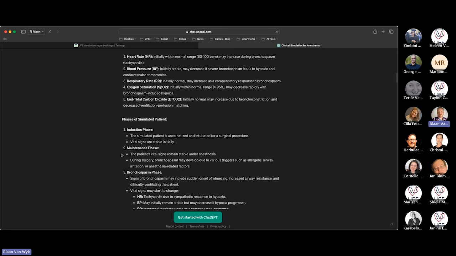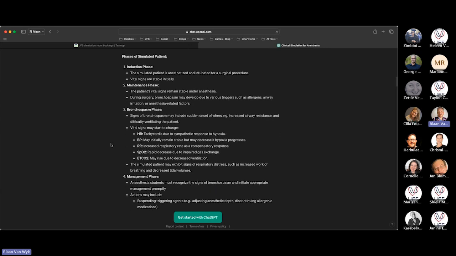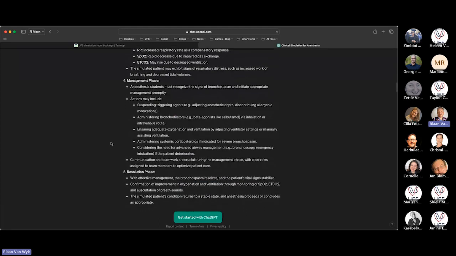And then there's an induction phase and a maintenance phase. During the maintenance phase, the bronchospasm will start to occur, and then we can quickly discuss, okay, it will occur because of an anaphylactic reaction or whatever. So again, it's not like the clinical expert needs to sit with a blank piece of paper and write this from scratch. They can just change whatever they want to change and feel a bit more comfortable with.